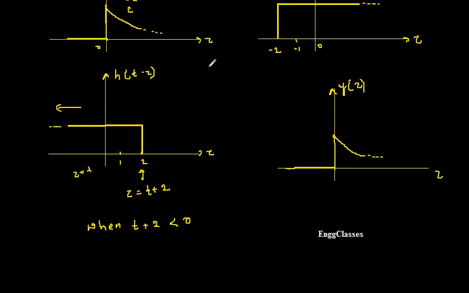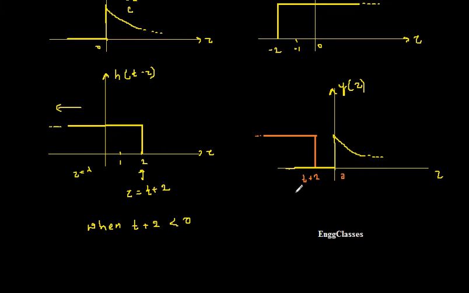And how does h of t minus tau look now? I said I have to take it to the left of x of tau. I made t plus 2 less than 0. So in that region, I need to draw h of t minus tau. So how does that look like? This is how it looks. I'm almost done. So this is t plus 2 and this was 0. Now I need to multiply these two signals.